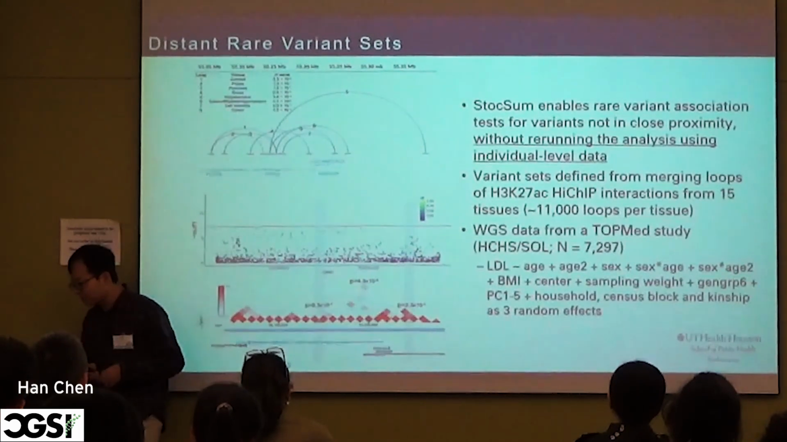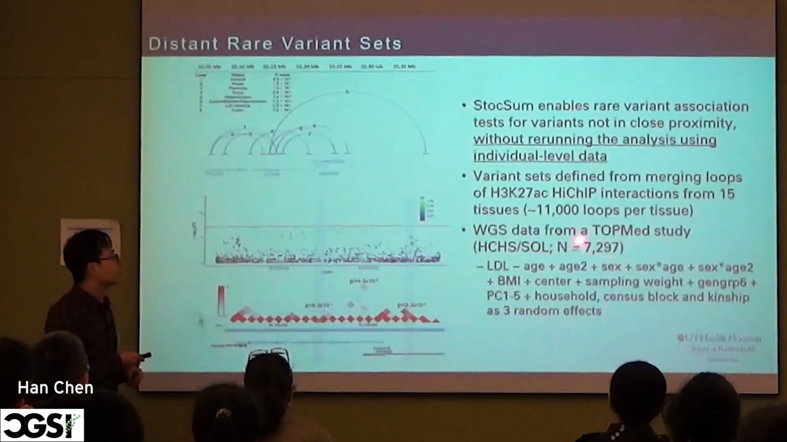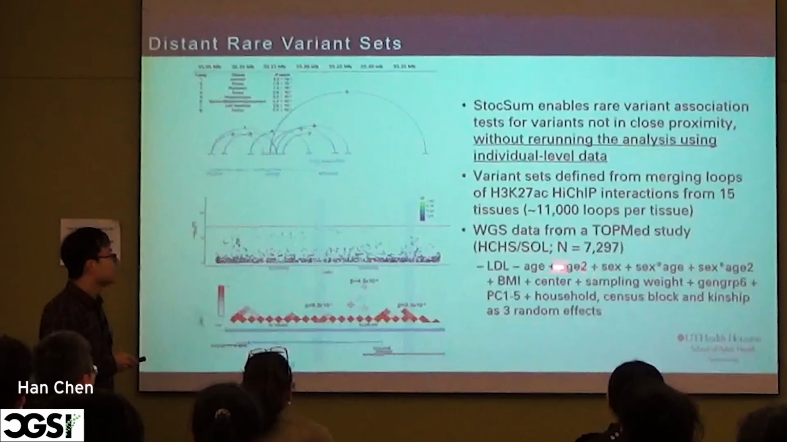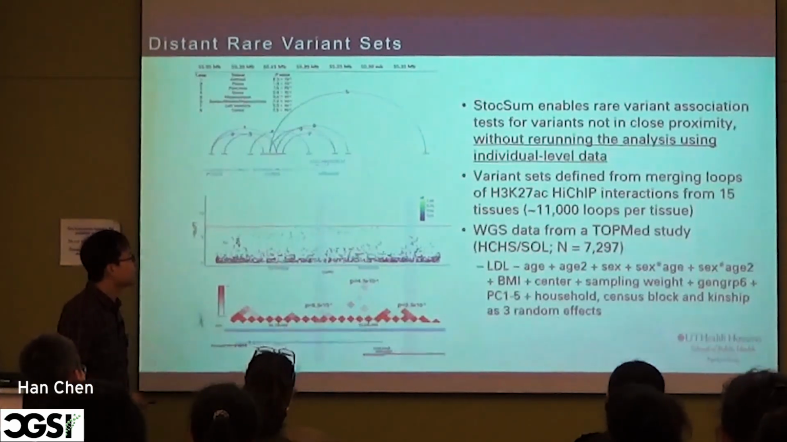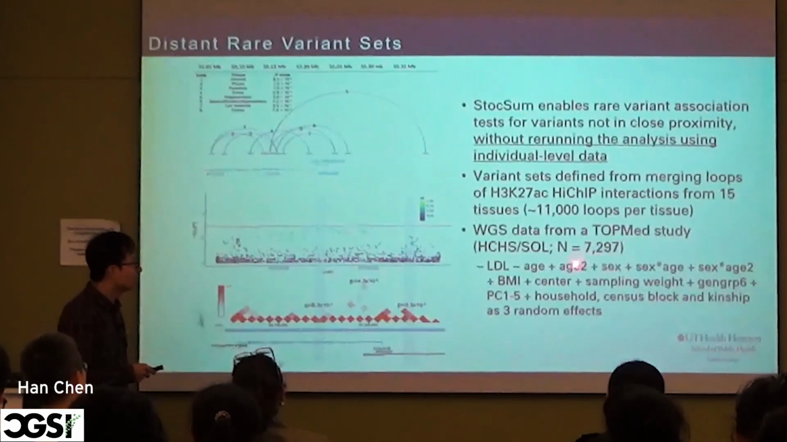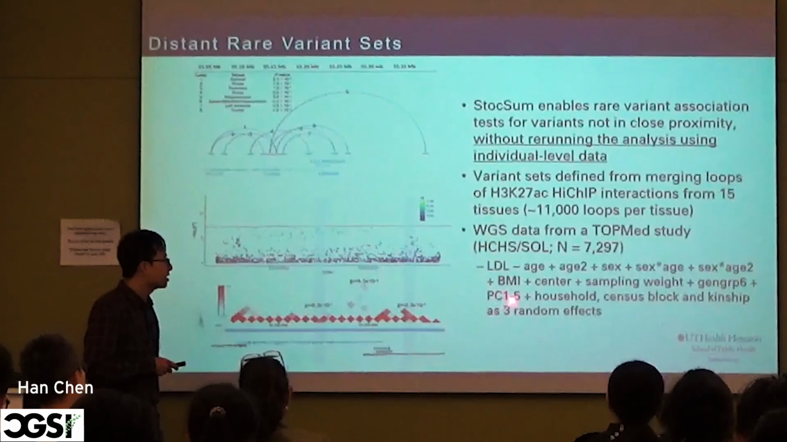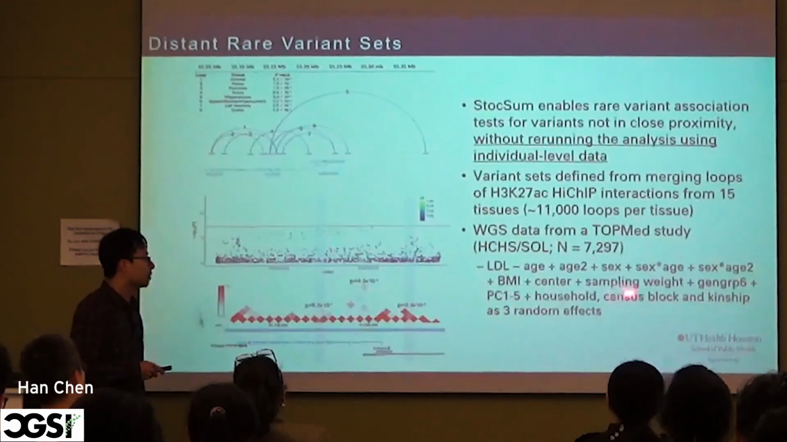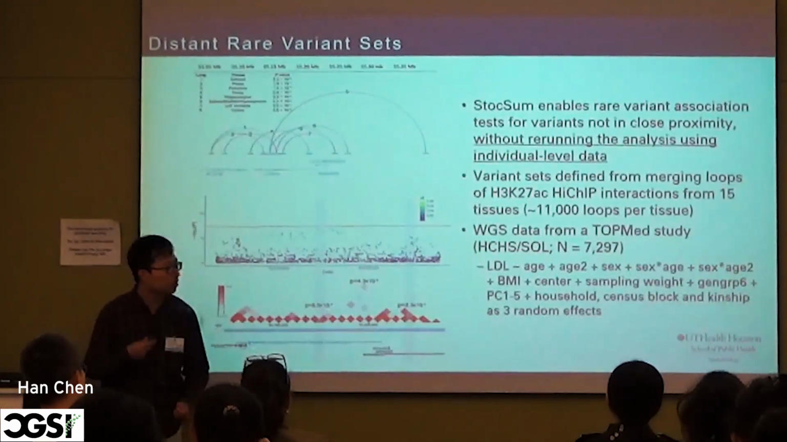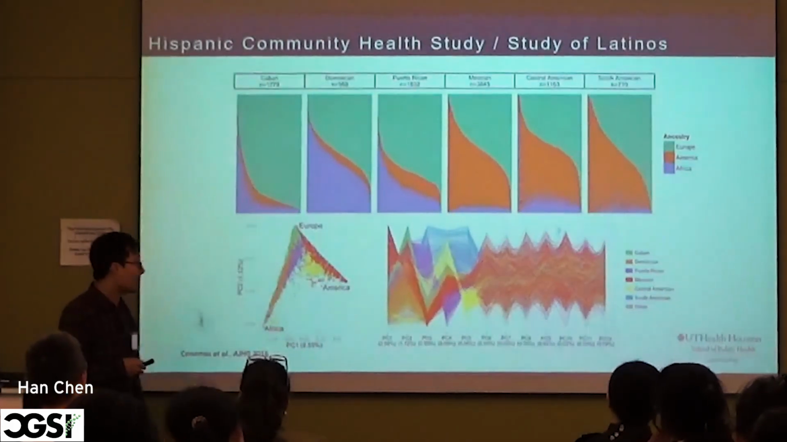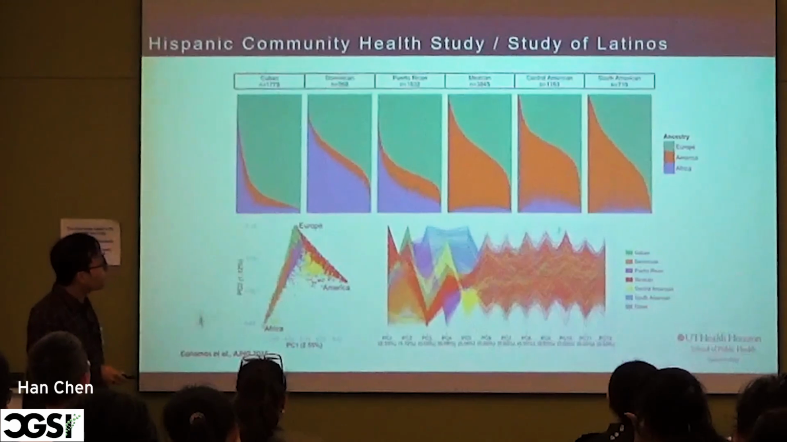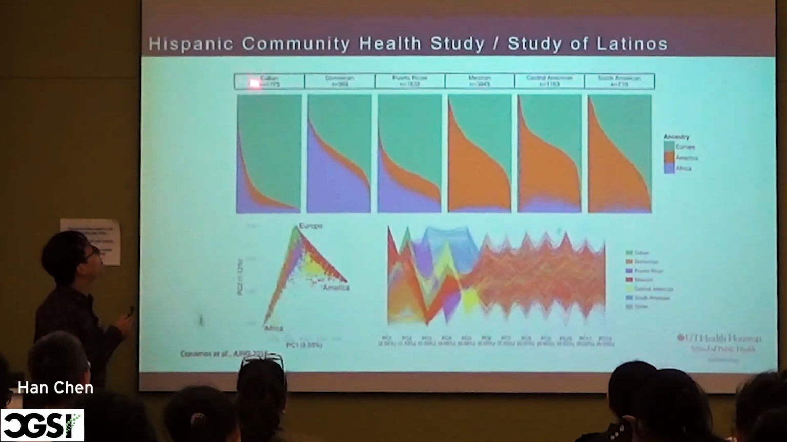The study we're using was one of the studies from the TOPMed study, the Hispanic Community Health Study. This is a very complex study with 6 Hispanic background groups, so we have a very complex model. We're adjusting for the first ancestry principal components, and we're using 3 random effects to model the relatedness in the study sample. So you can see this was a paper published 8 years ago, looking at the genetic component in the study.